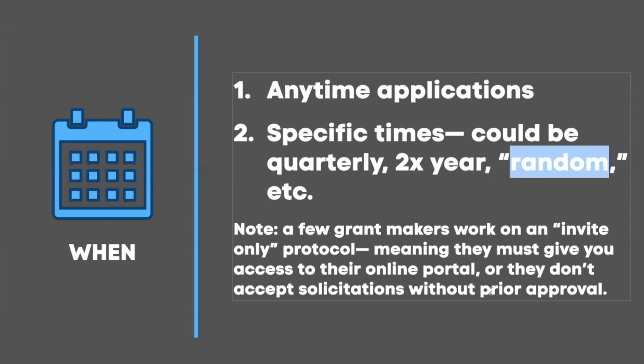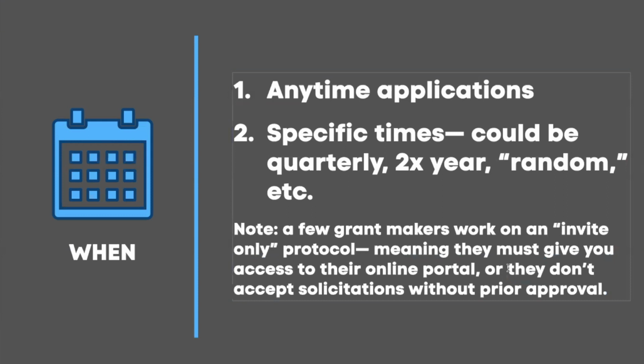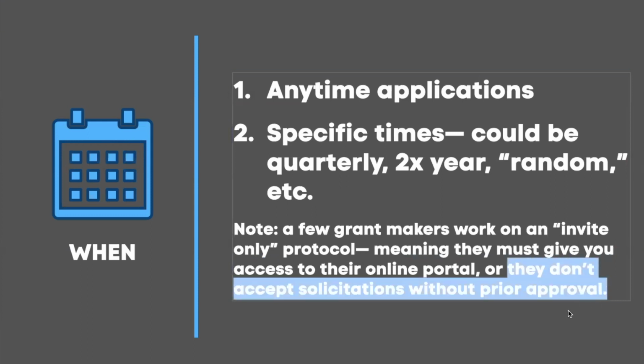That's it. Now, I do want to highlight at the bottom, there are a few grant makers that work on an invite only protocol. And that means they may have a specific date when you apply, but they've got to give you access to their online portal. And if you don't get the access from them, you don't get in. Or it may not be they have an online portal. It might be that you got to mail it, but they might say, "Hey, we don't accept unsolicited grants. Like you can't just send it." So you want to pay attention to all of this, and you want to begin putting it in a spreadsheet.